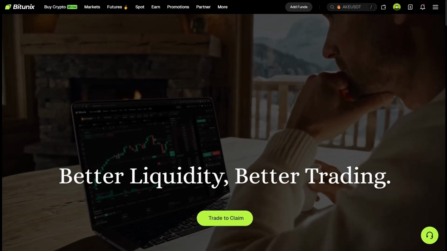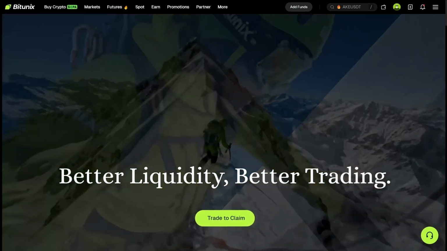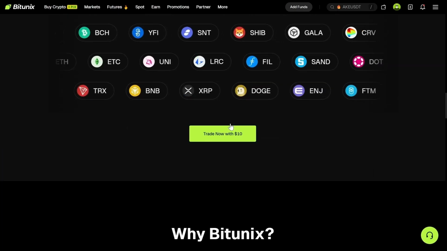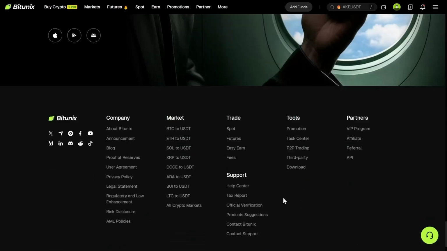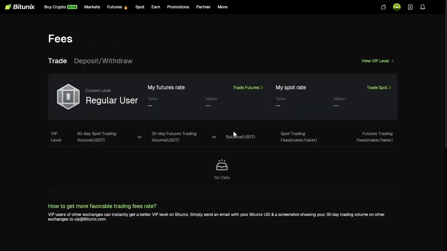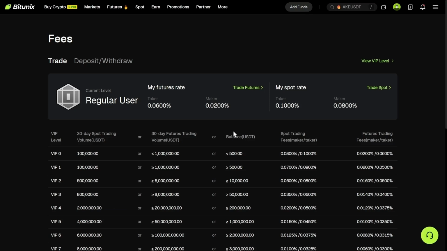Before we do any trading, we first want to understand the fees we will be paying with our orders. So let's just scroll down and head to fees. Here we can see spot and futures fees. We will just pay attention to spot trading fees. We can see it says maker and taker fees. Maker fees apply when you place a limit order, while taker fees apply when you execute a market order.